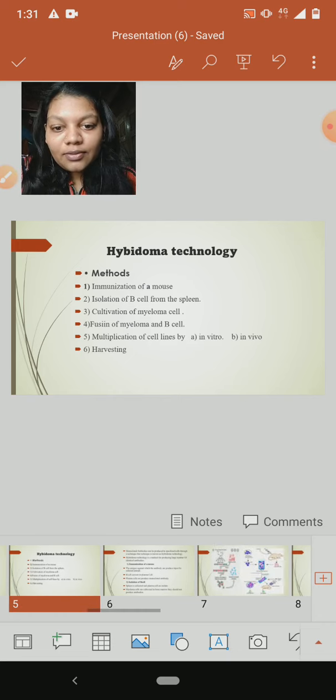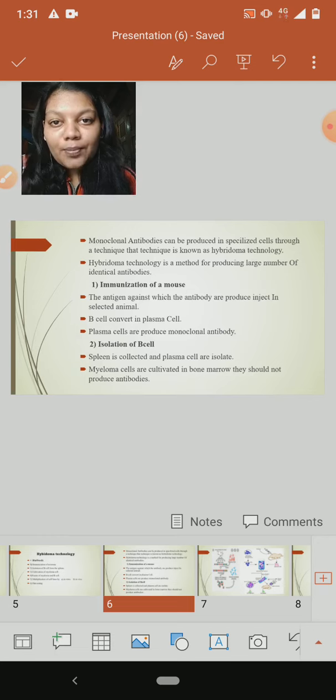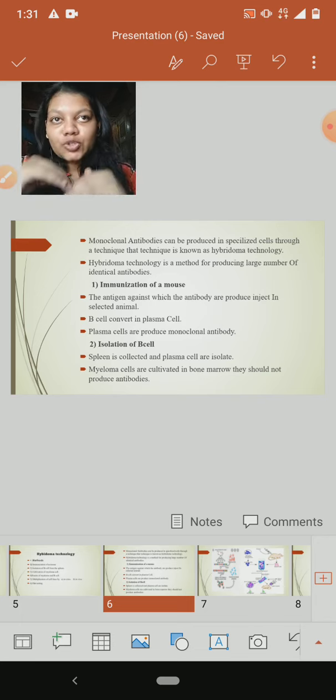Firstly, what is hybridoma technology? Monoclonal antibodies can be produced in specialized cells through a technique known as hybridoma technology. Hybridoma technology is a method for producing a large number of identical antibodies.